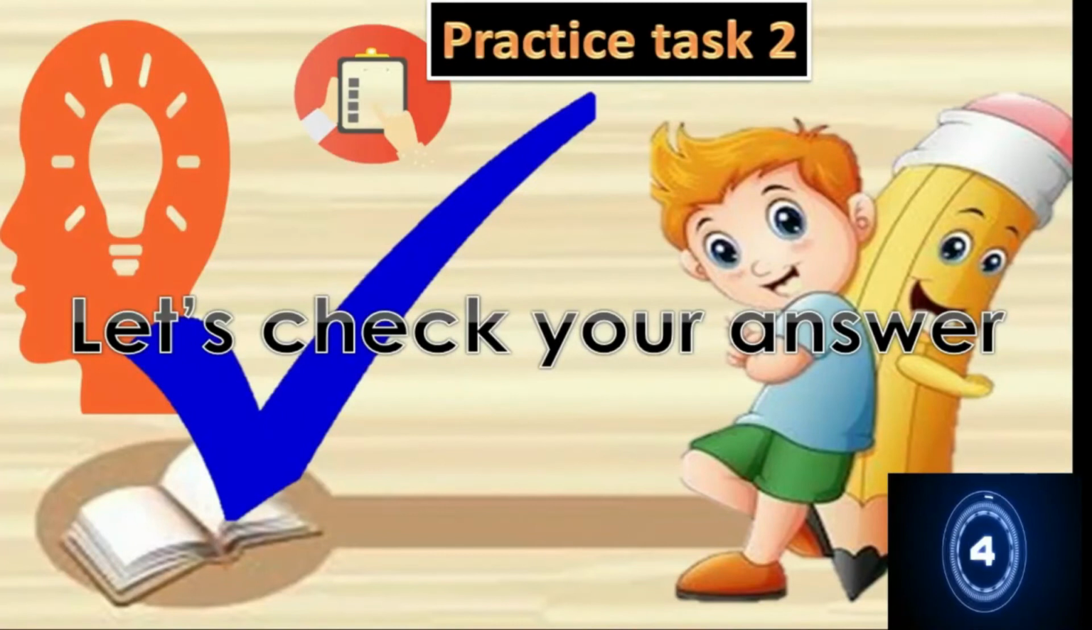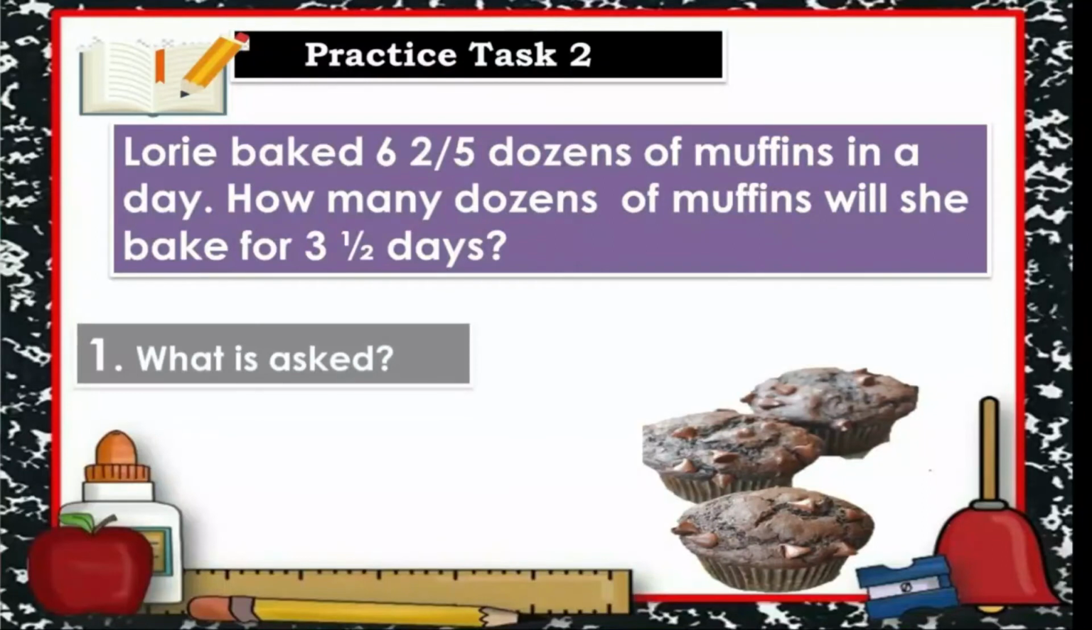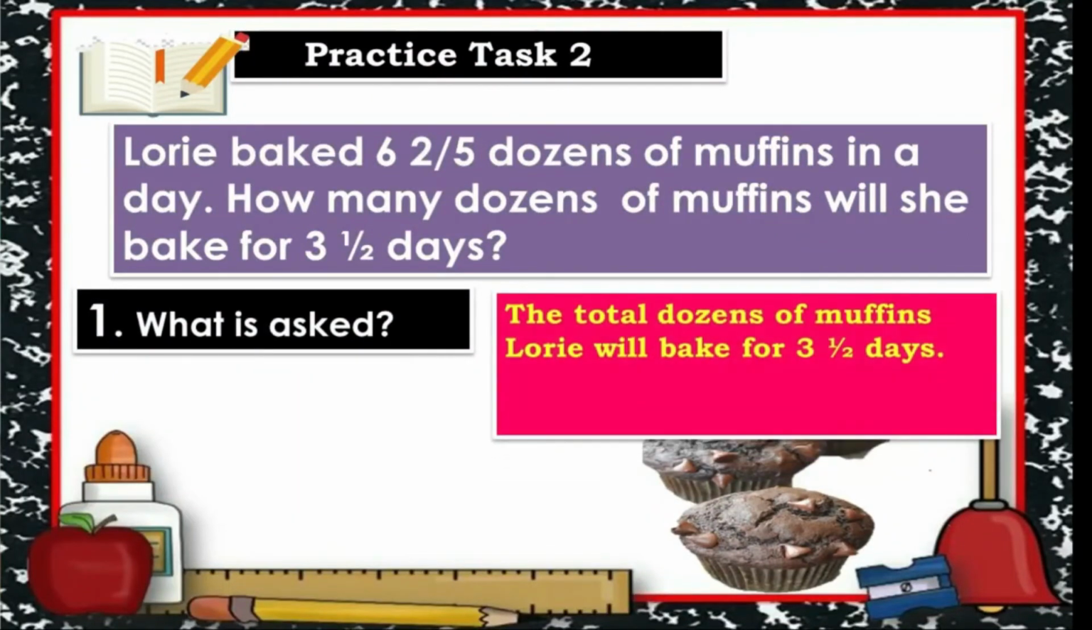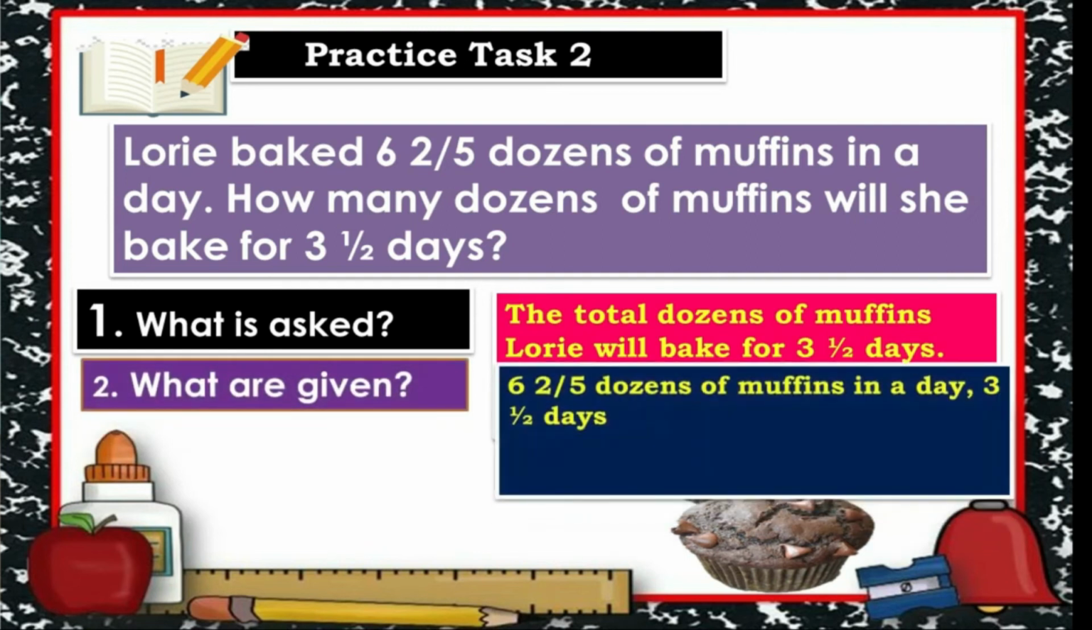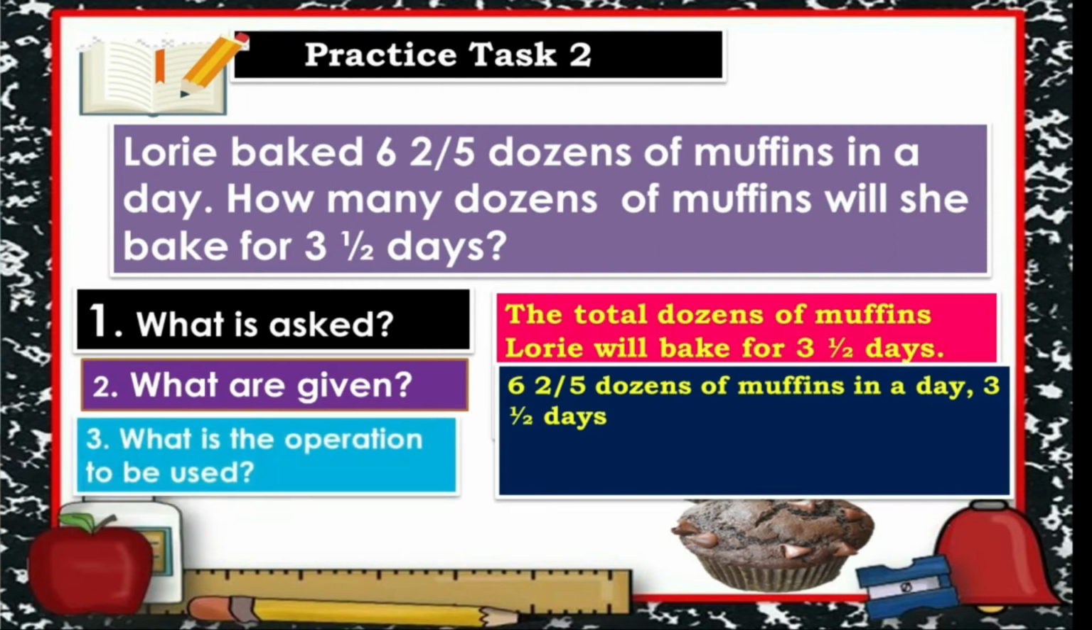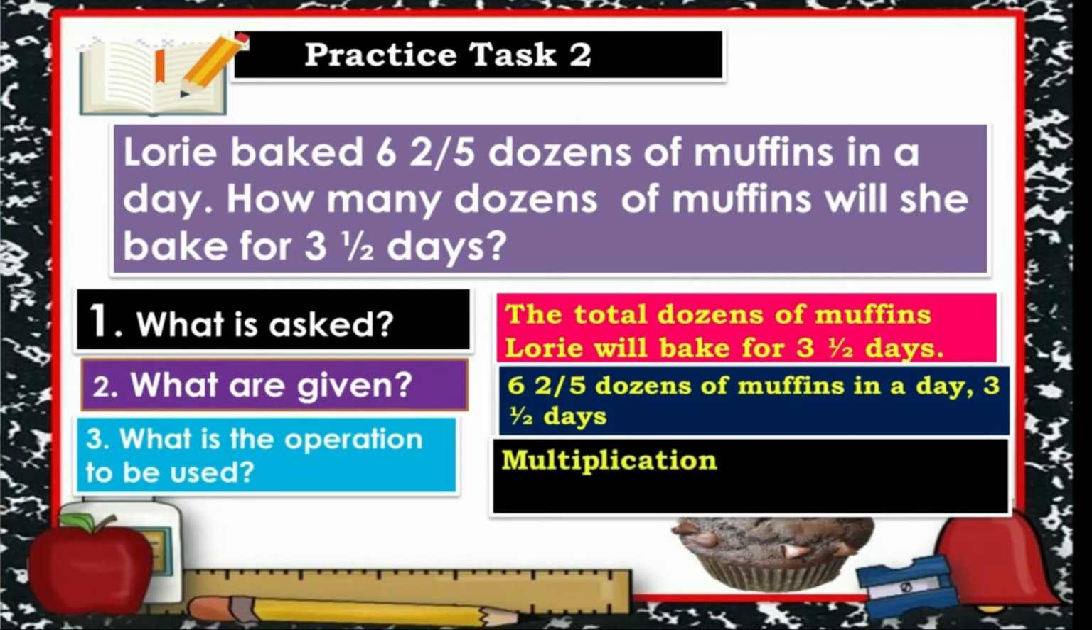Okay, let us check your answer for practice task number 2. What is asked? The answer is the total dozens of muffins Lori will bake for 3½ days. For what are given, the answer is 6 2/5 dozens of muffins in a day and 3½ days. For number 3, what is the operation to be used? Okay, the answer is multiplication.